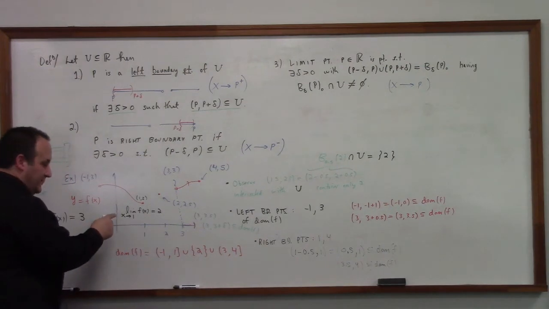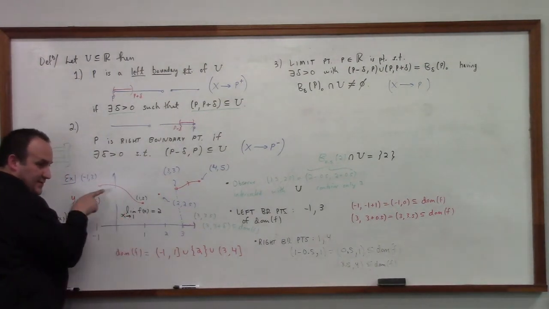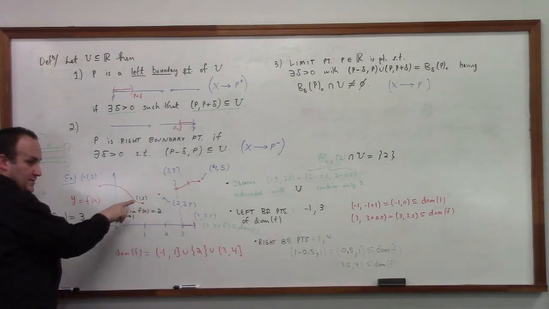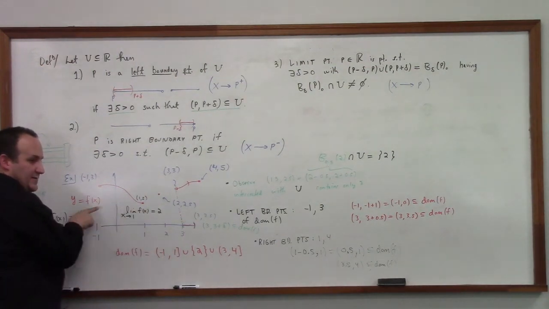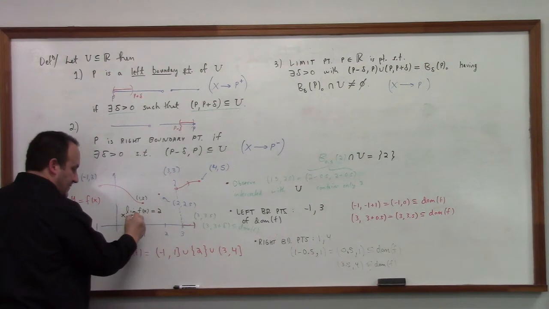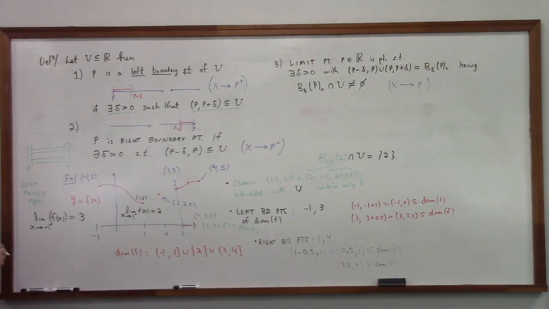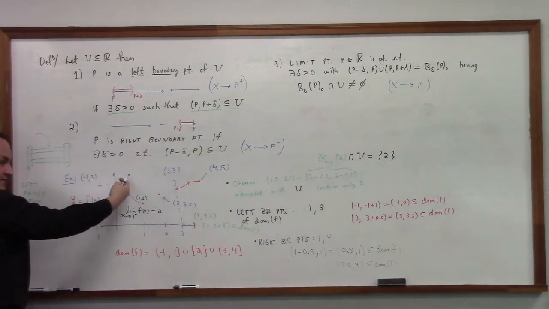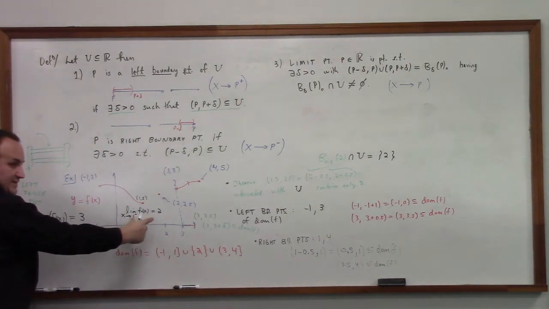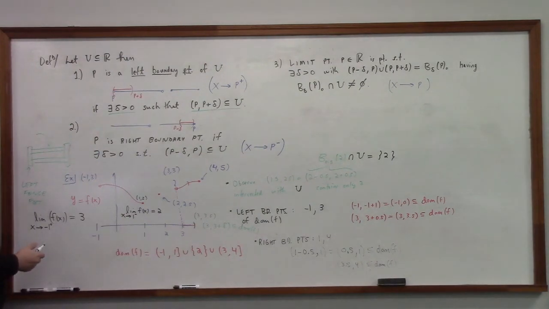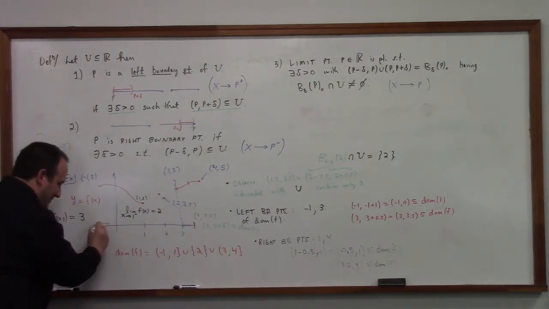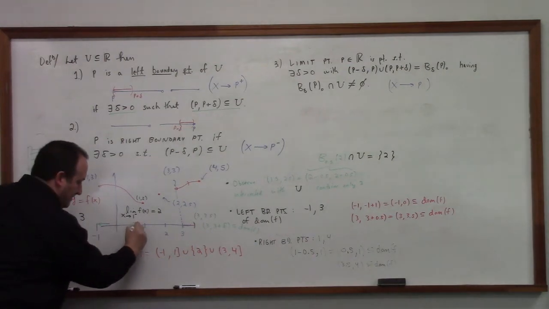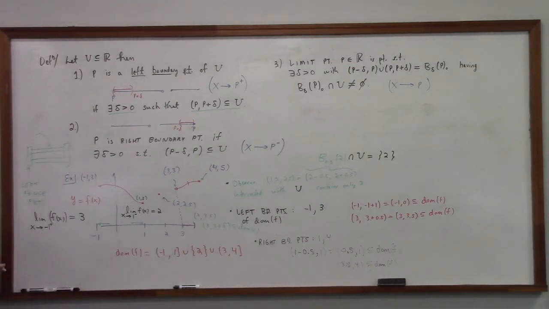And then what should I put on the 1 here? Because we're coming from the left of the limit point, we put a minus right there. And here we put a plus, because we're coming from the right of the limit. So this is a right limit, this is a left limit. Like that.